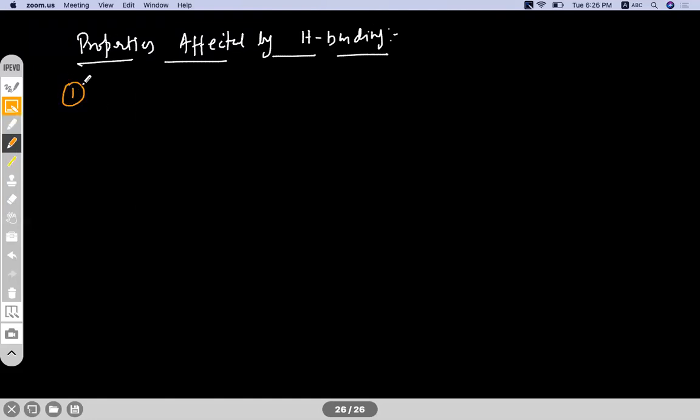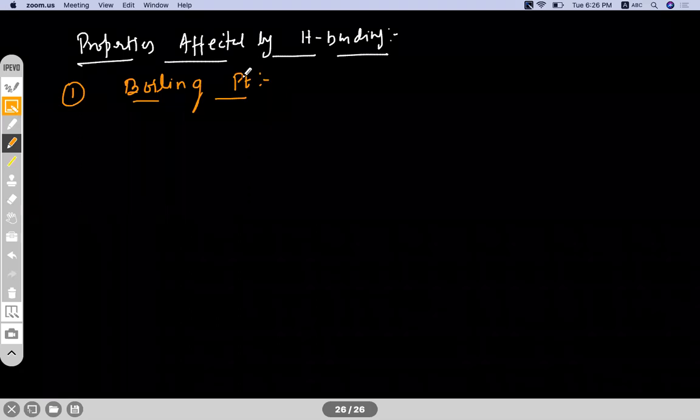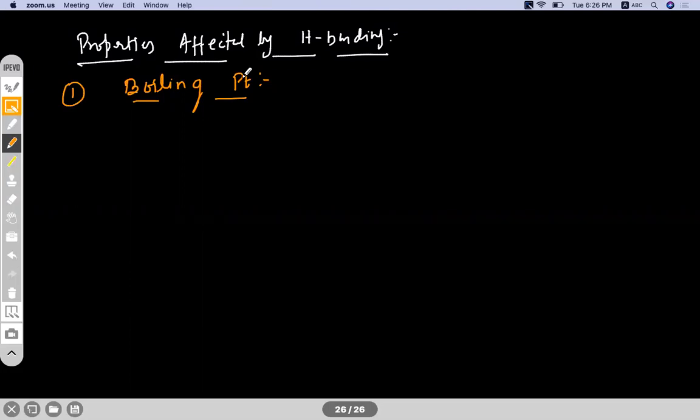First one, boiling point. Just now I said, write down, because of intermolecular hydrogen bonding, see, hydrogen bonds are weak bonds, okay? We don't talk about stability because of hydrogen bonding, right? It won't affect the stability much. Write down: because of intermolecular hydrogen bonding, the intermolecular force increases. Hence, the boiling point increases.